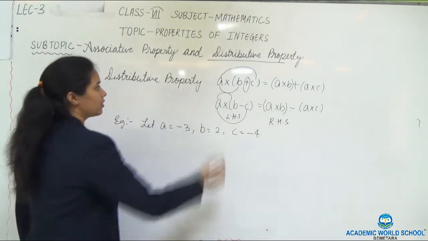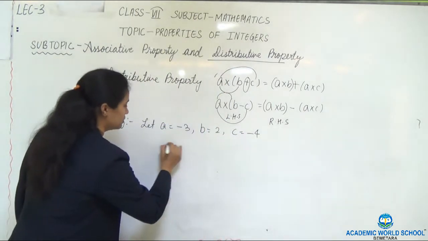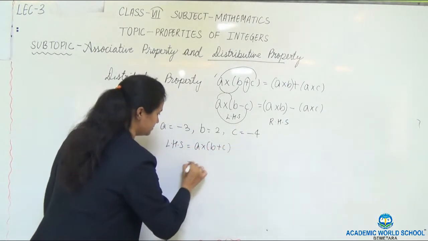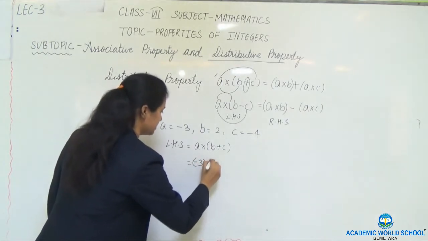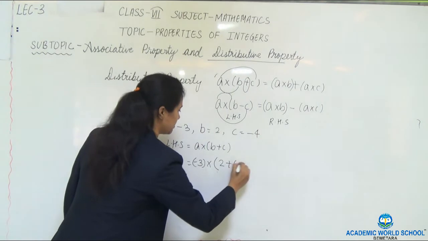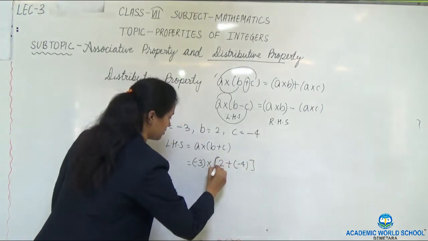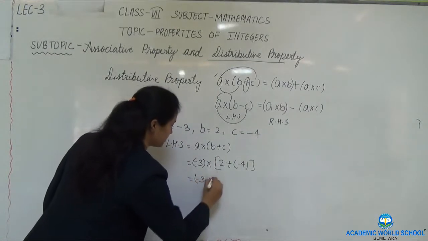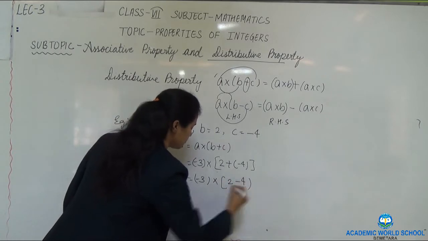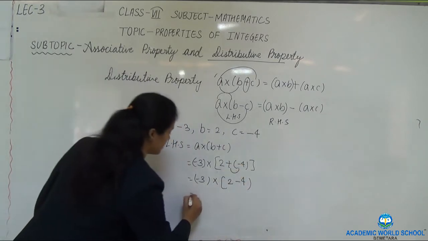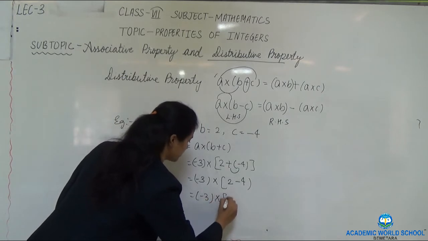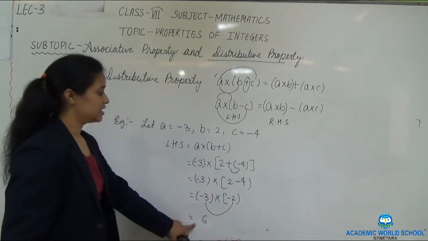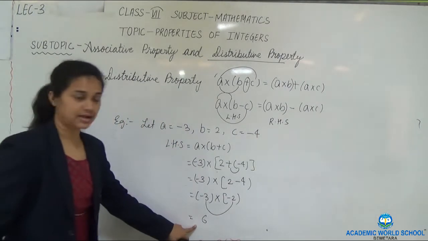Let us take this one. So the left hand side over here is A × (B + C). That is -3 into (B is 2 plus -4). Again -3 into (2 - 4). We will open the bracket. -3 into -2. Again multiply them. 3 into 2, 6. Minus into minus is plus. So while solving left hand side we got the answer, that is 6.